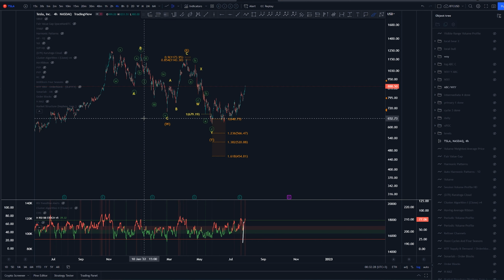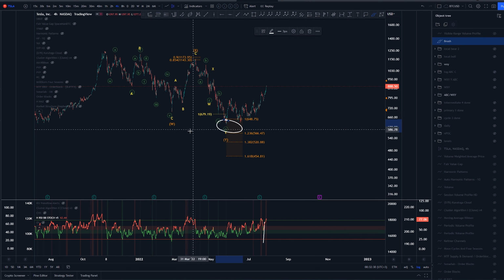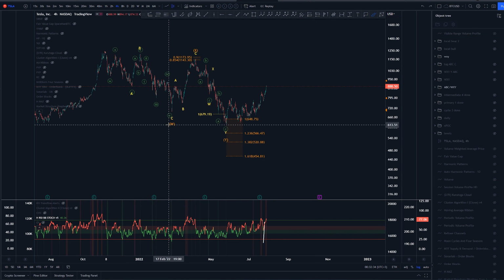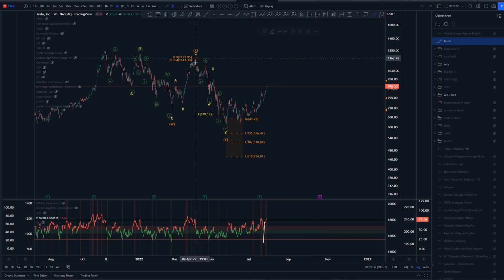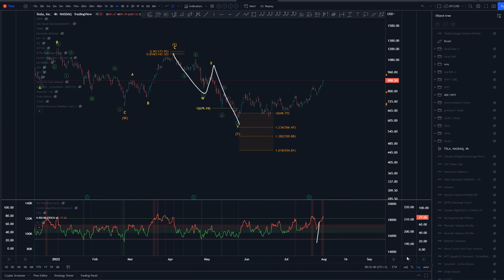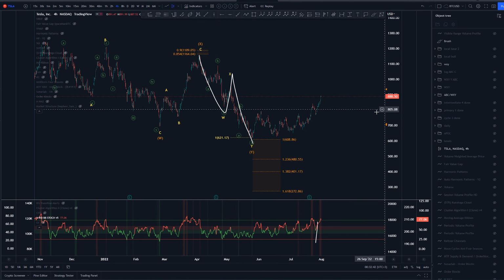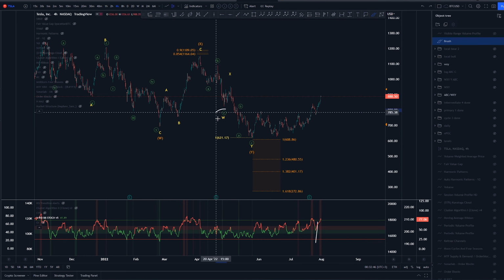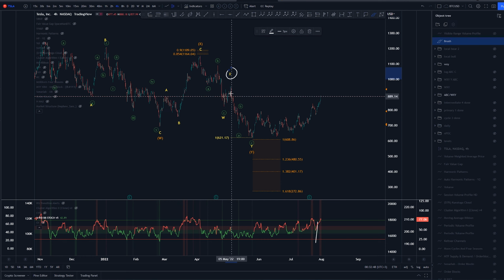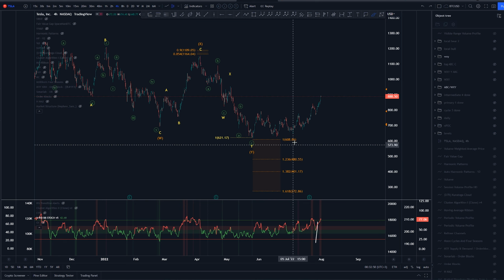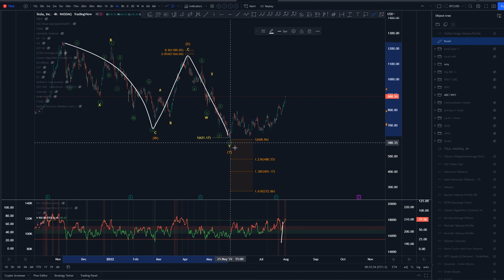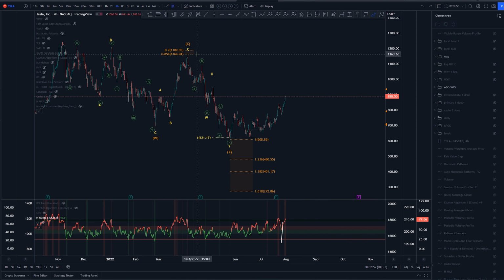Then we have this, which again is the only one of these that ends down here. We have ABC into W, ABC into X, and then a WXY here into wave Y. That is the best look I have here to end the count down at these levels. We do get this ABC into W, 3 waves into X, and then again ABC into wave Y. A 1-to-1 extension here for this whole structure W, X and Y is right around the corner.